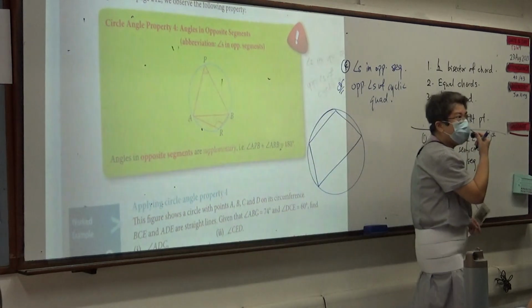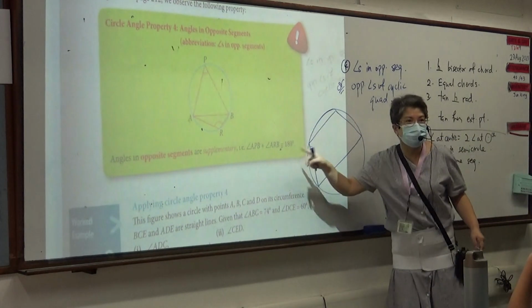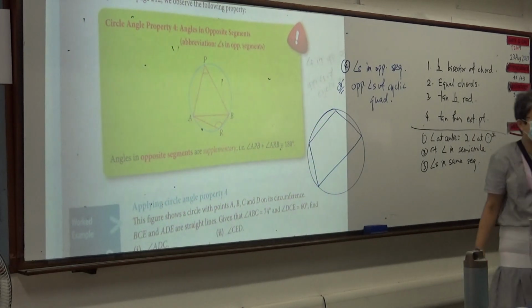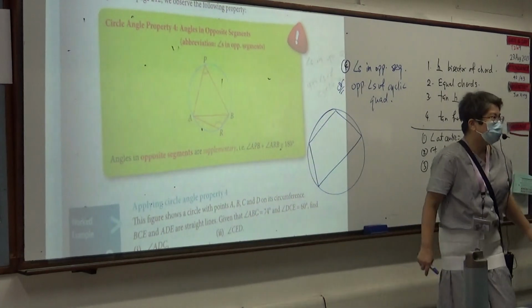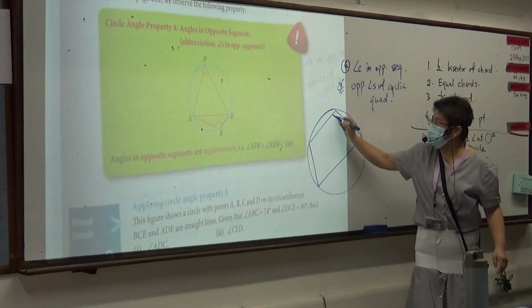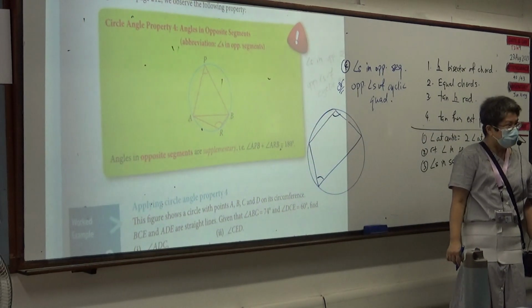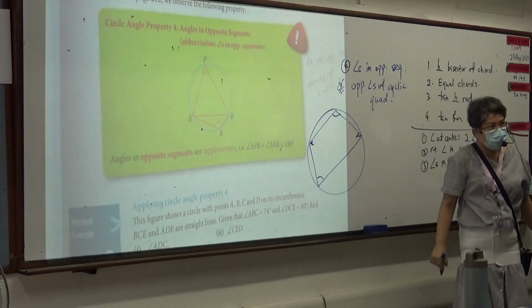To qualify as a cyclic quad, all 4 vertices must touch the circumference. You understand? To qualify as a cyclic quad, all 4 vertices must touch the circumference. That means this one plus this one will be what? 180. Understand? This one plus this one will be 180.